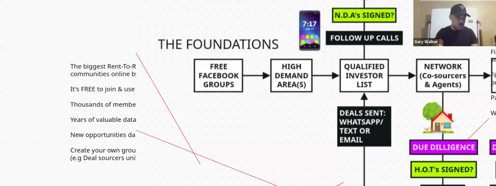The groups are free to join. Now, I don't know whether you know, but there are actually paid groups on Facebook, certain groups you have to pay to be in. But I'm in about 130-something rent to rent groups on Facebook, and every single one of them is free. So I now have access to all of that data and all of the people within those groups for free, for absolutely free.